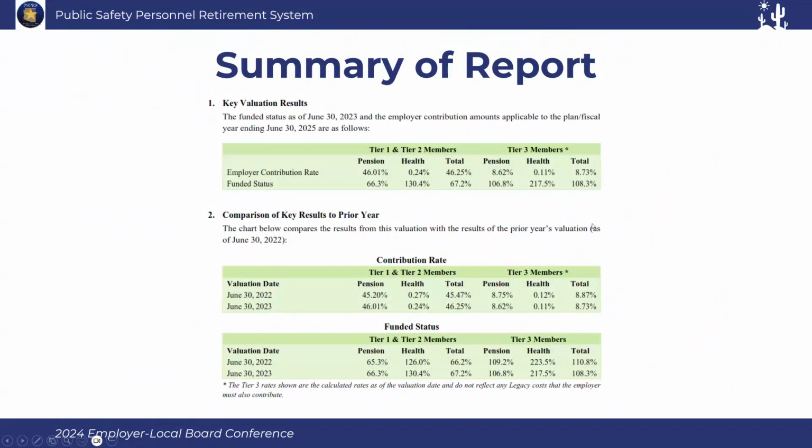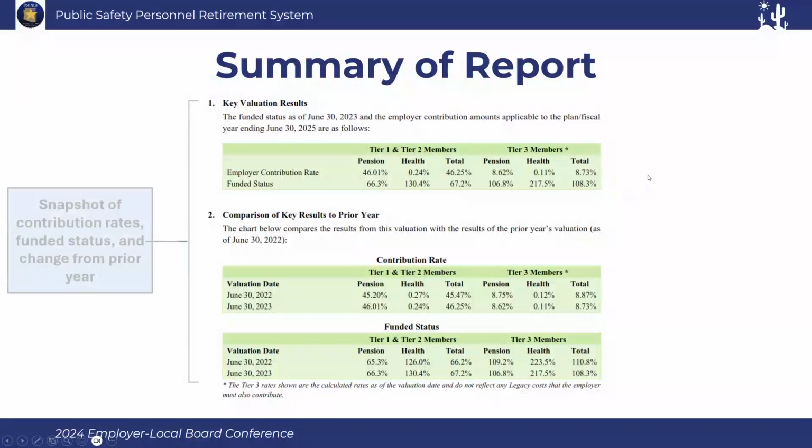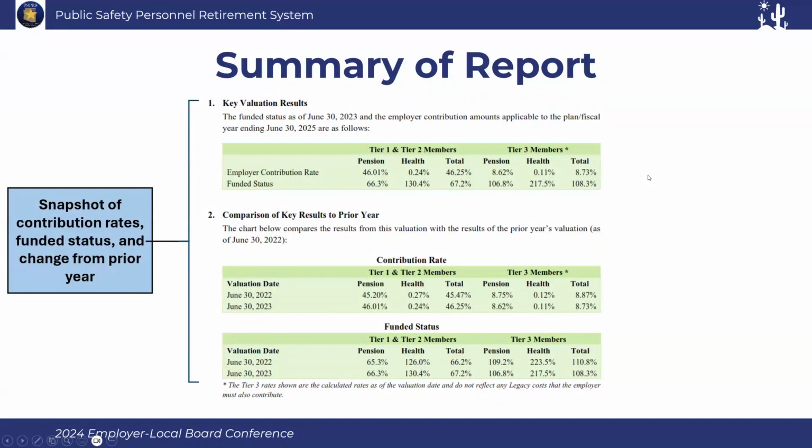So with that, I'm going to start walking through some of these tables in the actuarial reports. The first one is the summary of report. It's the first table that appears in the reports, and it's exactly what it sounds like. It's a snapshot of the contribution rates, the funded status, and the change from the prior year. If you've got a little bit of time and you just need a very quick look at what's going on from year to year, you can see the changes both in the contribution rate and the funded status on the pension and the health side.